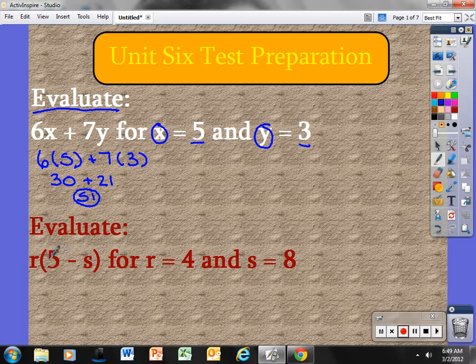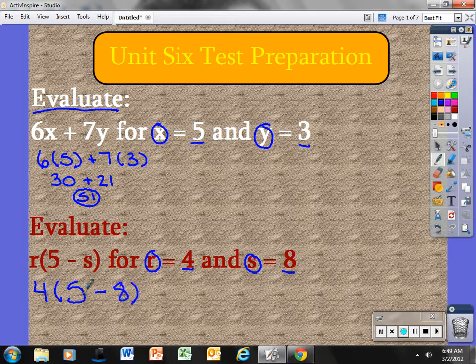I have r times 5 minus s. It looks like I could use some distributive property here. Let's first substitute in for my values. I now see that r is going to be equal to 4 and s is going to be equal to 8. So I'm going to substitute in. So I see the 4 or the r here, so I substitute in a 4 for it. I'll put the parentheses back in place. 5 minus 8 in the parentheses.